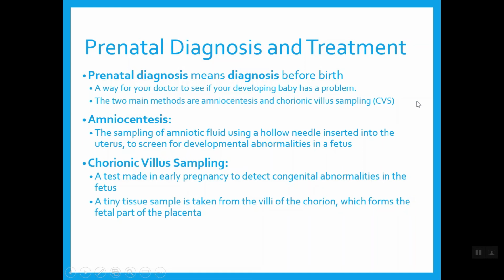Amniocentesis is where, as in amniotic fluid or the amniotic sac, a sample of the amniotic fluid is taken from around the baby and screened for developmental abnormalities. They can test the sample to see if there will be any abnormality or defect in that fetus. The other one, chorionic villus sampling, is where they take villi of the chorion, but it's just part of the placenta. They take a sample of tissue from the placenta and test that to see if there's any sort of abnormality.